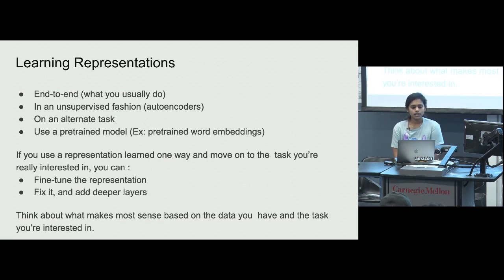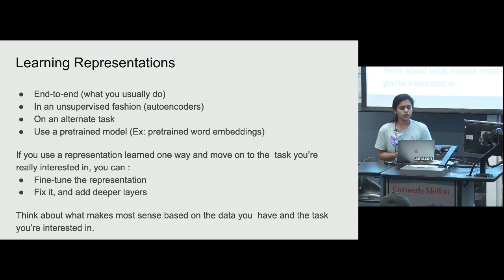So generally, when people learn representations, there can be different ways of doing so. The very first thing is end-to-end, what you usually do in assignments, where you train your entire model for a particular task. You can also do it in an unsupervised fashion. We'll also be covering autoencoders today. Another newer approach is that you train on an alternate task and then come back and test it or fine-tune it for your task. This is exactly what you did in homework 2 part 2, where you trained for a classification task and you fine-tune this model, or you just use the representation for the verification task.